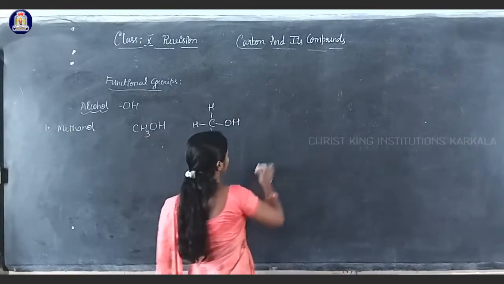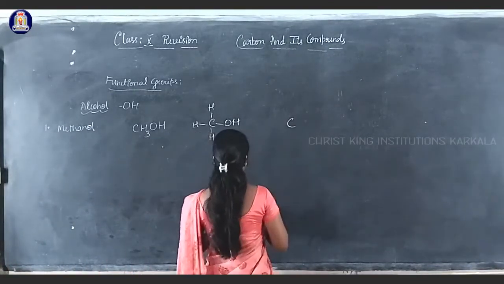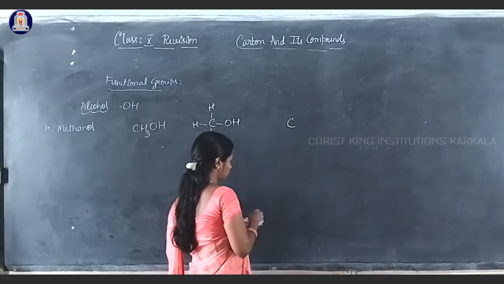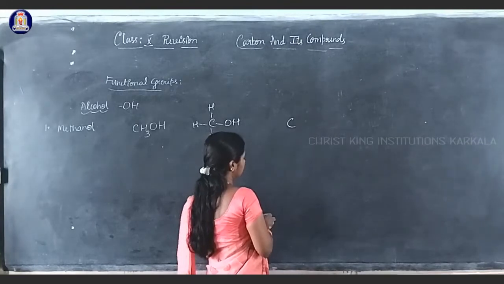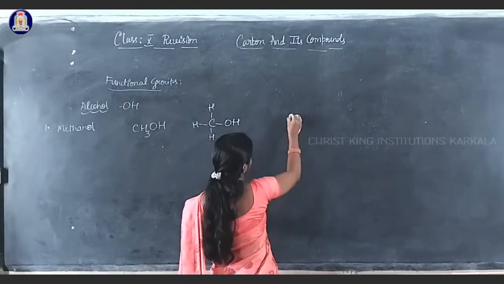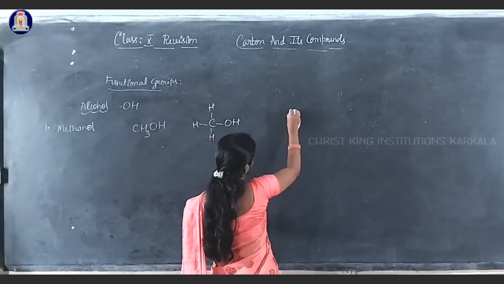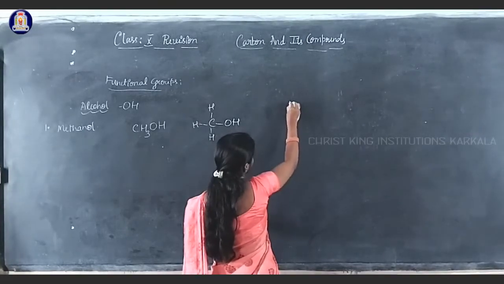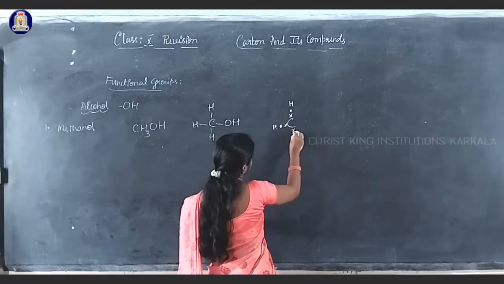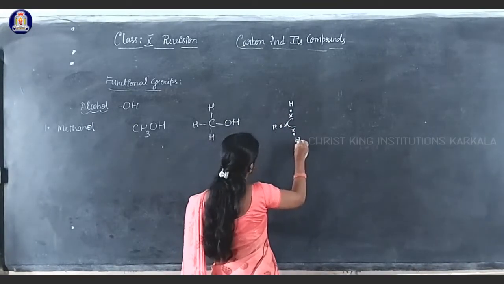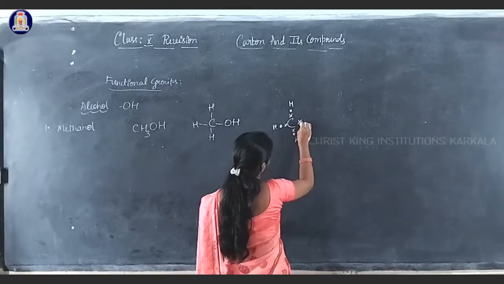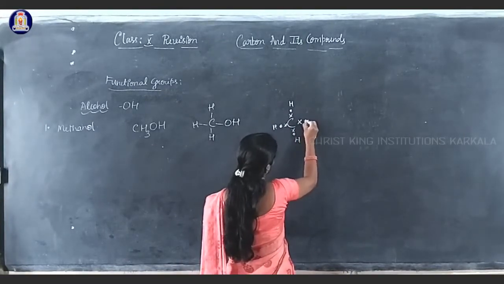So one carbon atom forms a single bond with hydrogen. That single bond I write as dot, cross, dot H, cross, dot H, cross, dot H. Next it forms a bond with the oxygen.